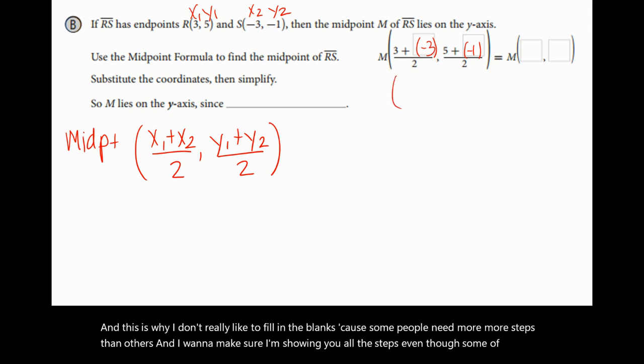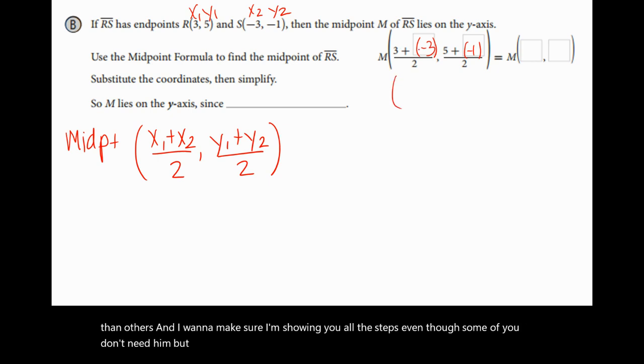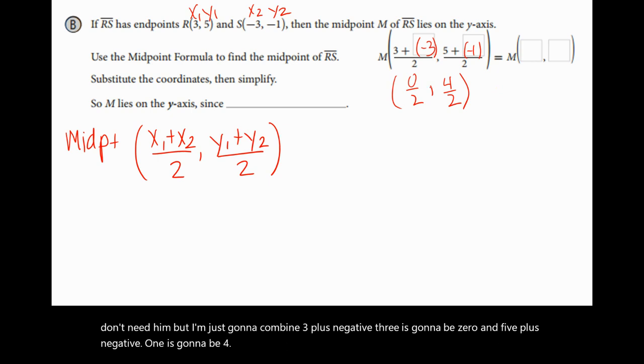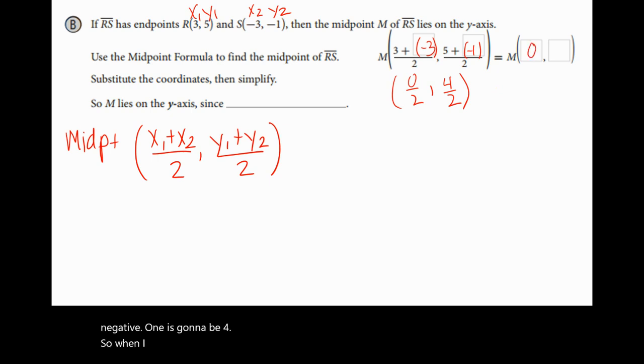But I'm just going to combine. 3 plus negative 3 is going to be 0, and 5 plus negative 1 is going to be 4. So when I reduce that, 0 divided by 2 is 0, and 4 divided by 2 is 2. So my midpoint is 0, 2.